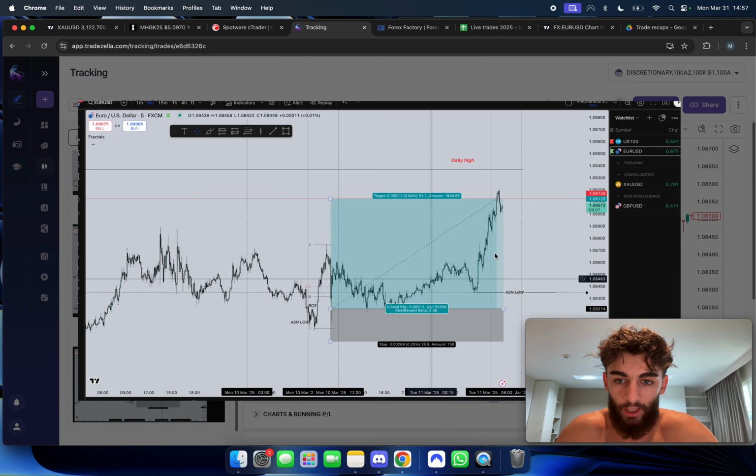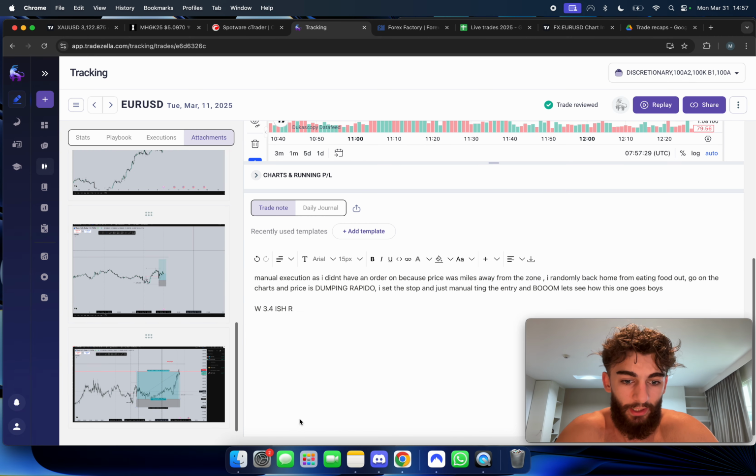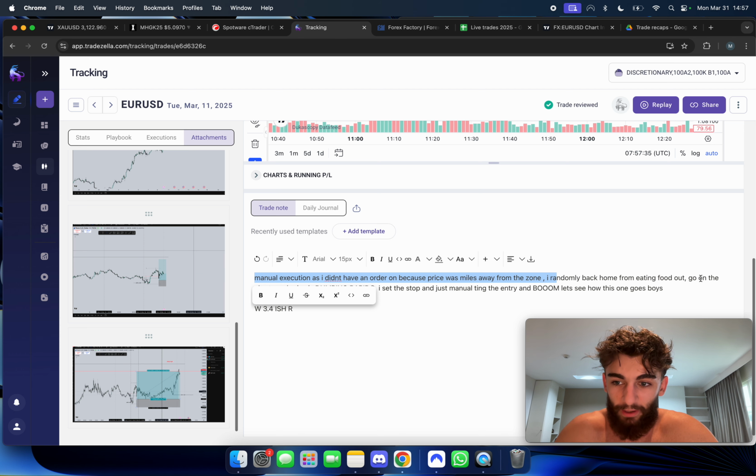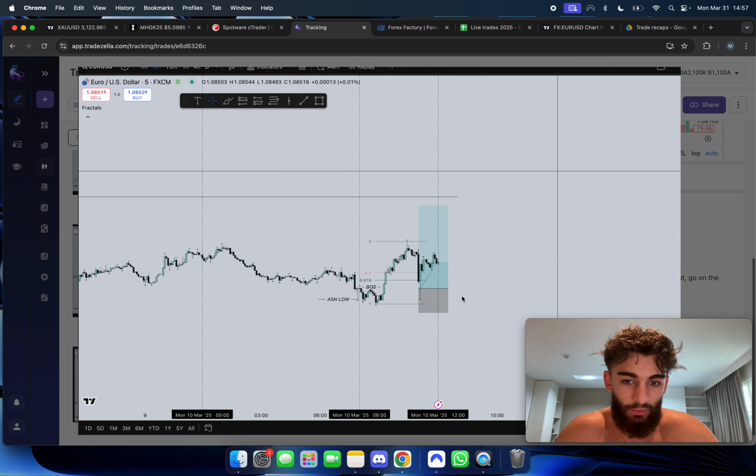Boom. This was an overnight hold, but it eventually did hit TP, as you boys know. Here we go. Manual execution, didn't have an order on because price was miles away from the zone. Then I randomly come back from eating food, go on the charts, and it's dumping rapido. Set the stop at, yeah. Because this was news, like some sort of, no news. It was just random price action going really bullish.